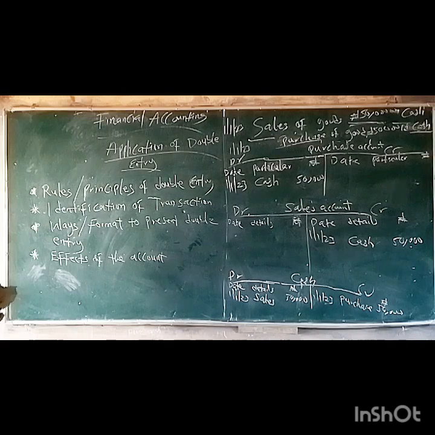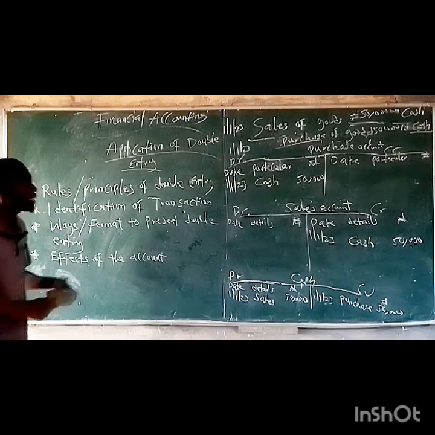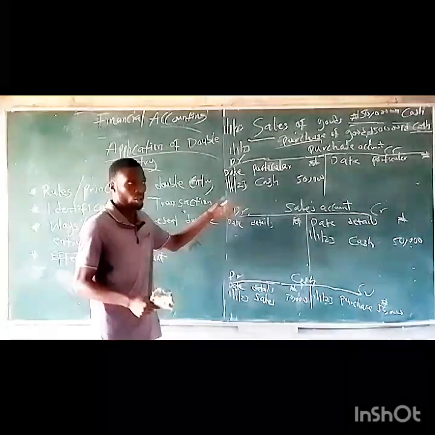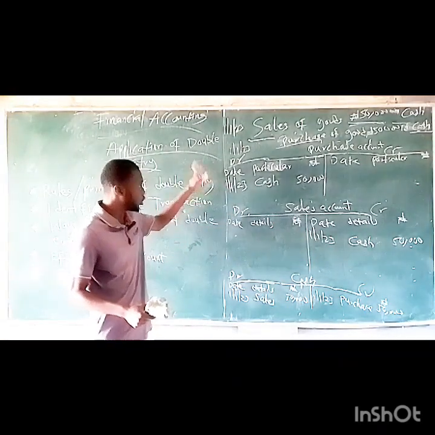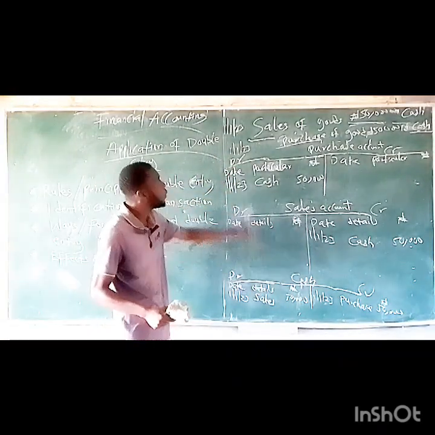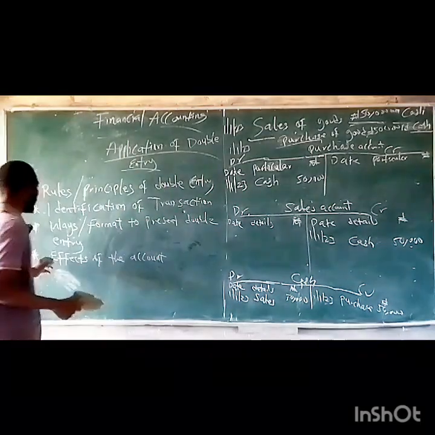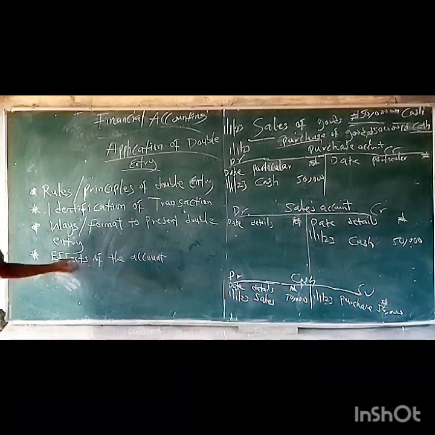So this is how to apply our double entry principle while using the T format, which looks like a ledger. We will discuss ledger as a topic. Now that is how the T format looks like. That is for that. Now we move towards the effect of the account.